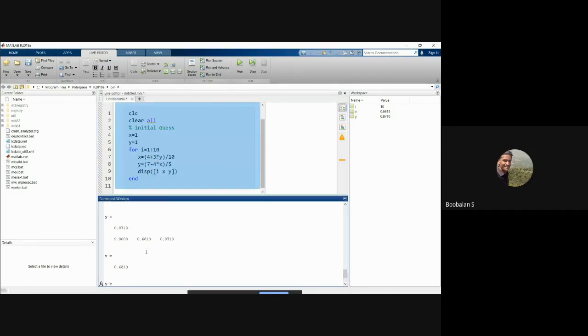If I increase the for loop iteration count, you'll see I evaluate 10 times. Now you could see iteration number 5, x's value 0.6614, 8709. Look at the next value, iteration number 6, 0.6613, 0.8710. Iteration number 7, from the 7th iteration onwards, look at the 6th iteration value and the 7th iteration value, the same value is now occurring. It shows that the value is now converging. This is the final solution for x and y.